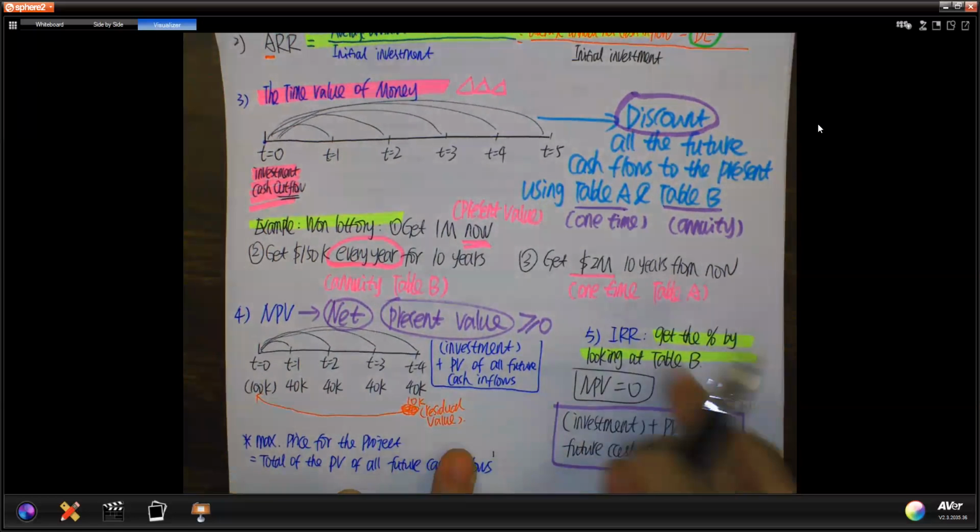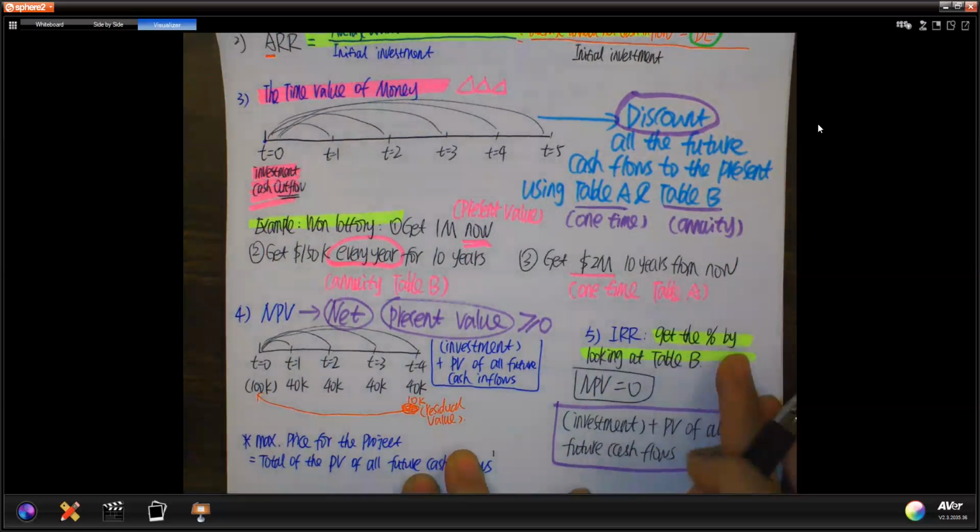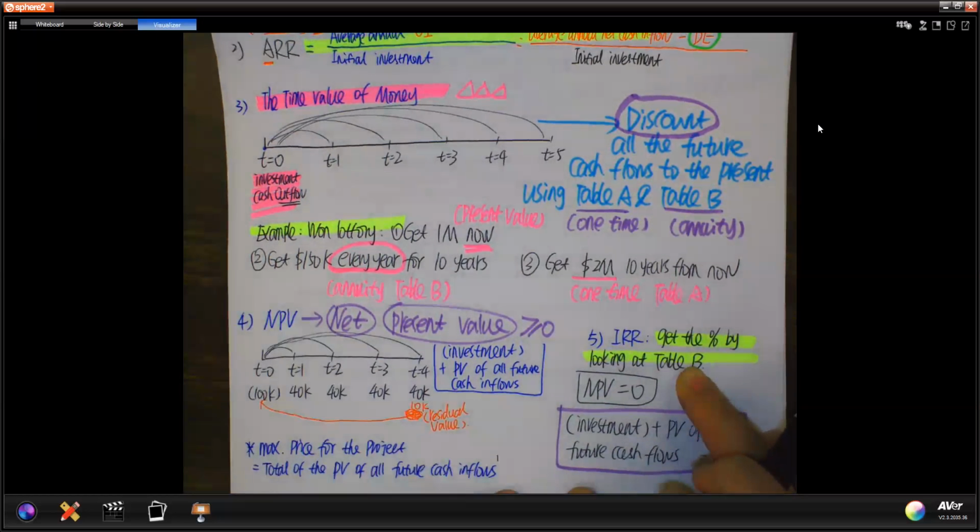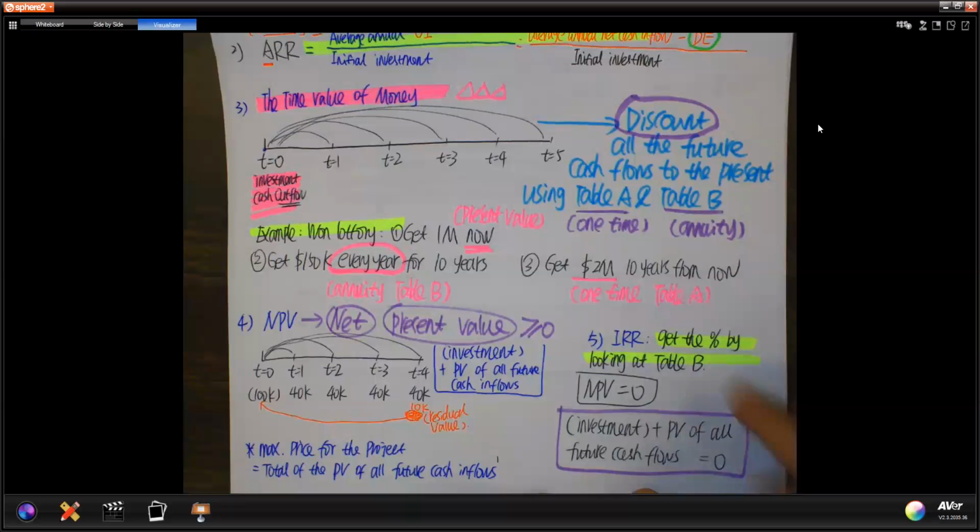And then we talk about IRR. How do we get IRR? If we look at Table B, remember that is in the other video, you look at the table. IRR is the rate when the NPV equals 0.